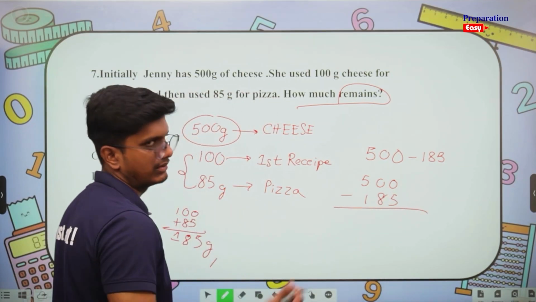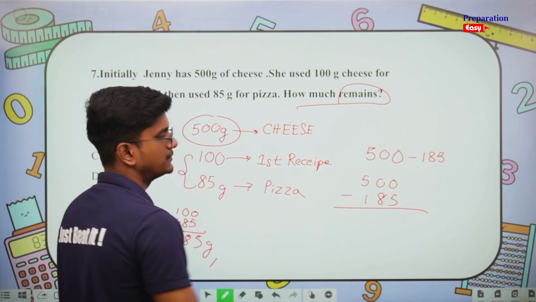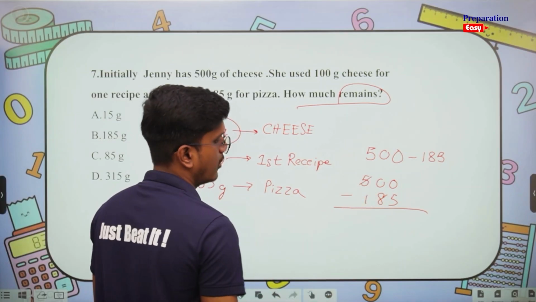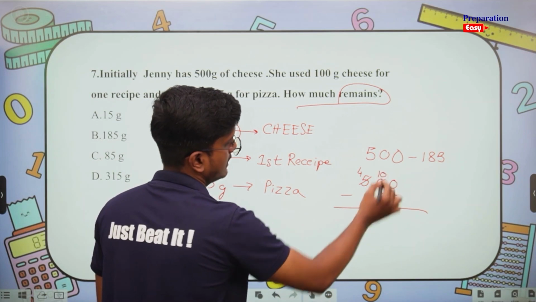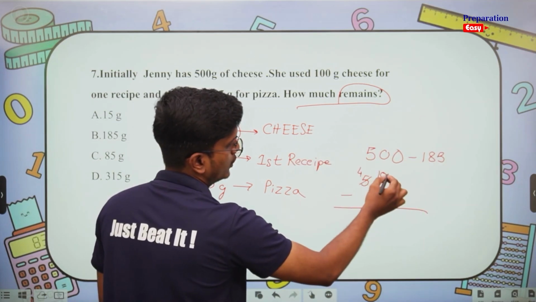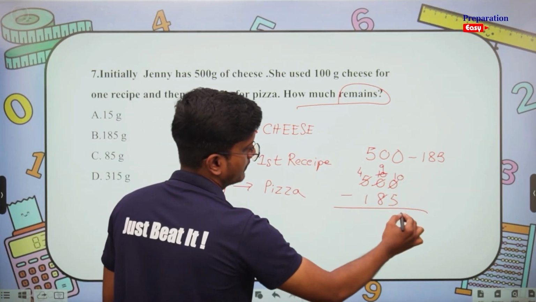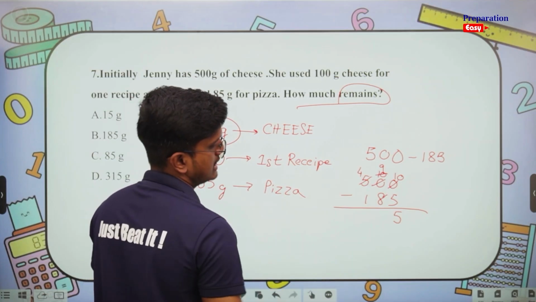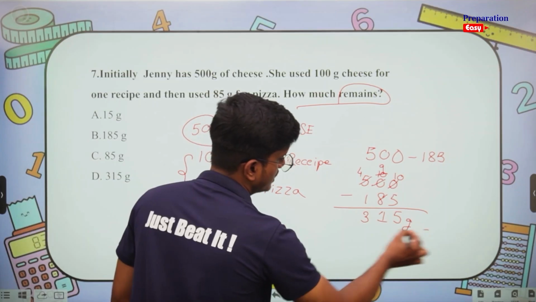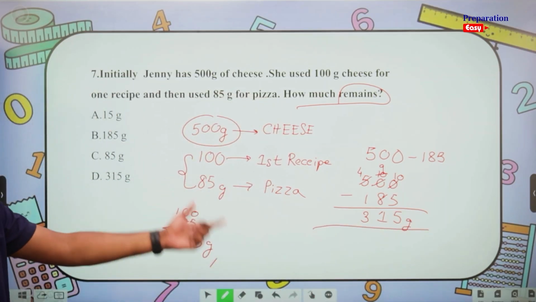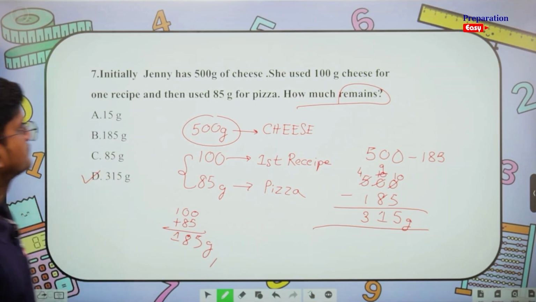0 minus 5, nothing goes from 0, so we have to take a borrow. But even at the tens place we have 0, no use. So we'll take a borrow from the hundreds place. Now 5 will become 4. This 0 will become 10, and from this 10 we give one borrow to the ones place. So this will become 9 and this will become 10. 10 minus 5 is 5, 9 minus 8 is 1, and 4 minus 1 is 3. So we are left with 315 grams of cheese. Option D is the correct option.